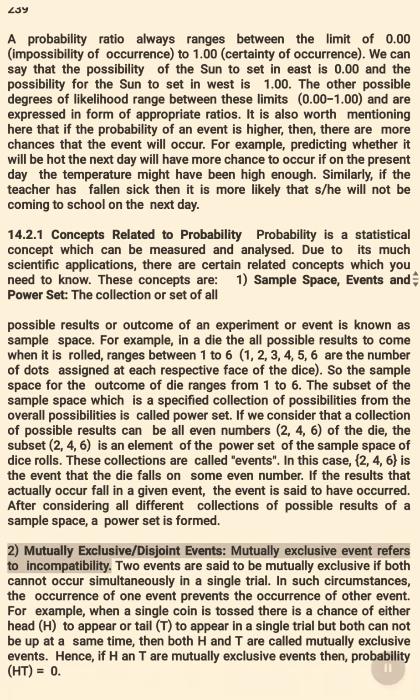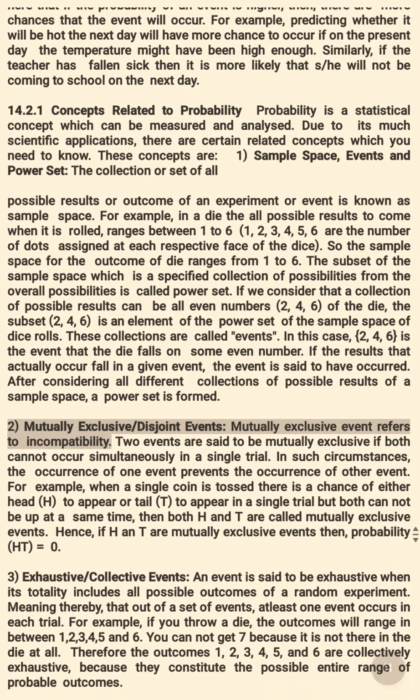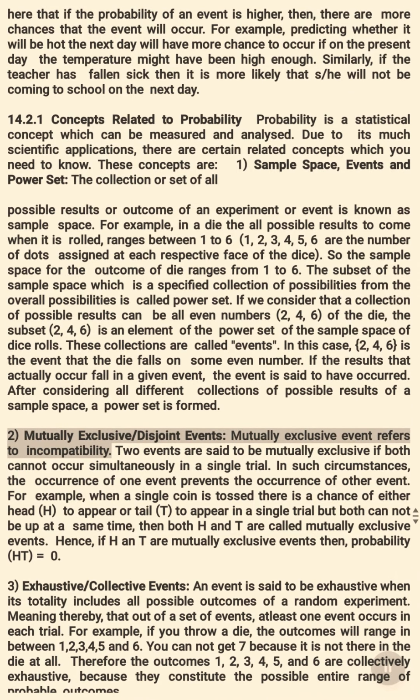2. Mutually exclusive, disjoint events. Mutually exclusive event refers to incompatibility. Two events are said to be mutually exclusive if both cannot occur simultaneously in a single trial. In such circumstances, the occurrence of one event prevents the occurrence of the other event. For example, when a single coin is tossed, there is a chance of either head, H, to appear or tail, T, to appear in a single trial, but both cannot be up at the same time, so both H and T are called mutually exclusive events.